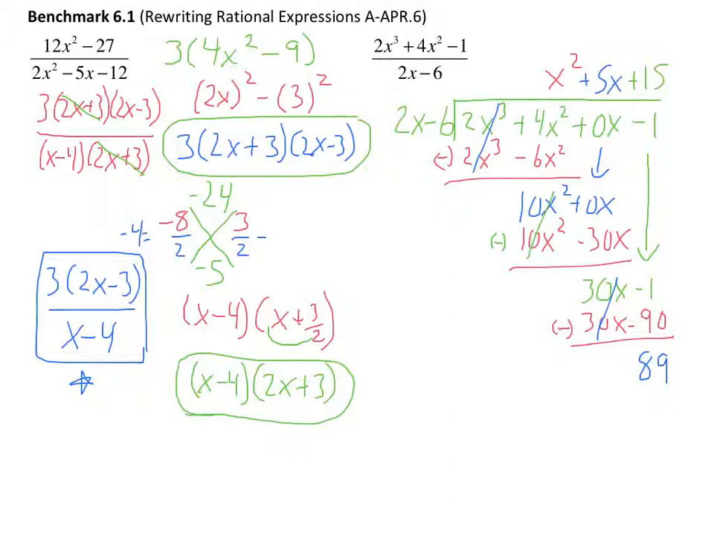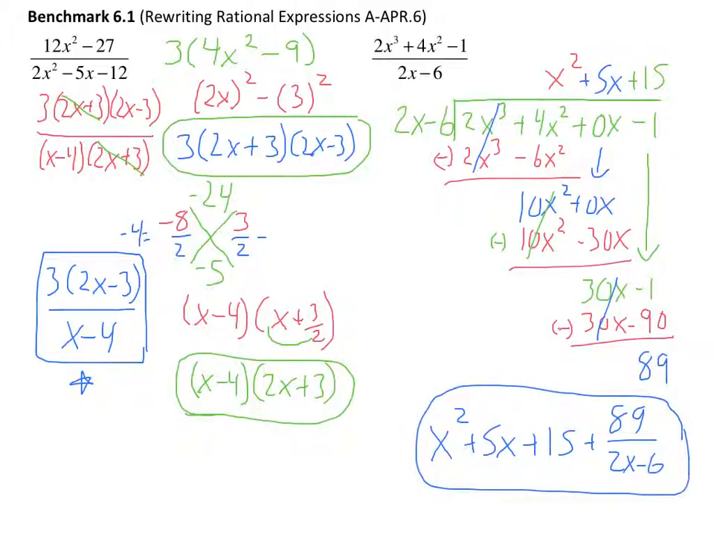So my final answer is this with the remainder over the divisor. So it looks something like this. My final answer is x squared plus the 5x plus the 15 plus the 89 over the divisor. And that is the answer to it.